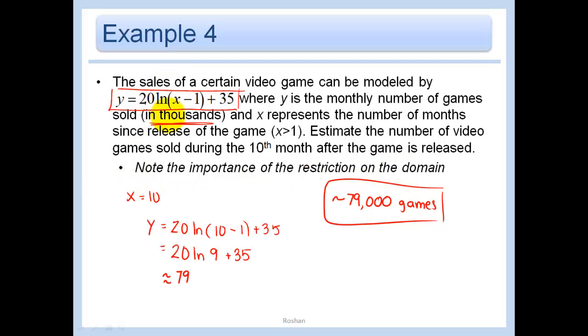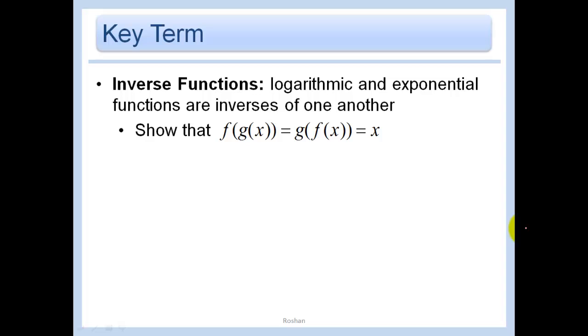I said here, note the importance of the restriction on the domain. We do have to restrict the domain to x is greater than 1 here, and that is because we can only take the ln of a positive number. And I'm going to emphasize that when we look at the graph coming up. So basically, the very important part that I've tried to explain here, and if you go back and look at the comic after this, it'll make a lot of sense.